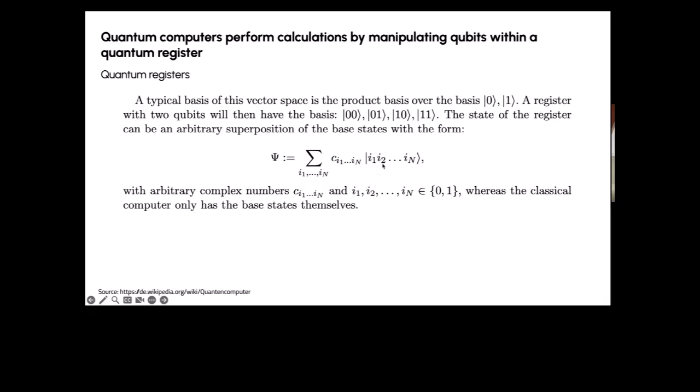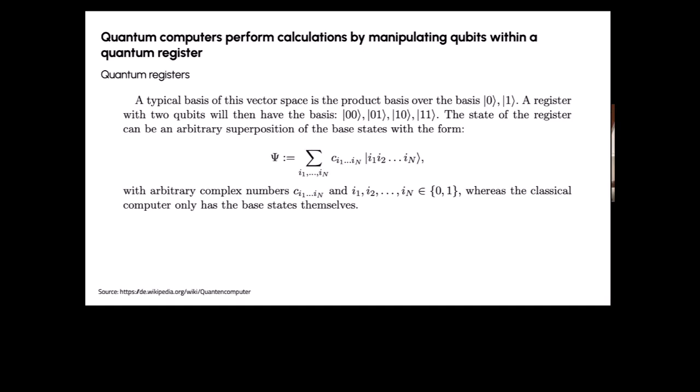And now you have to multiply them with a complex number for each of the basis states. So this basis state is multiplied with one complex number, the next base state with another complex number, and the next, so that you now have the sum of the 4 base states, each multiplied with one different complex number. And that gives you a very important equation, because it shows you that in a classical computer, you would only have the 4 base states.